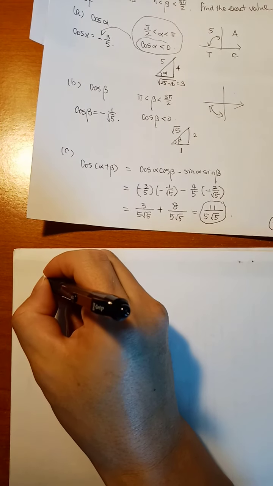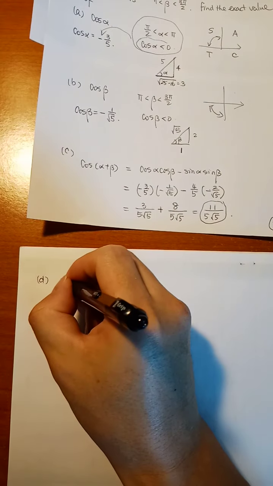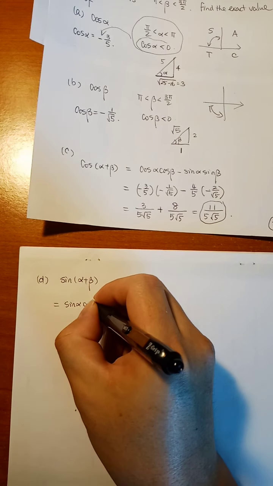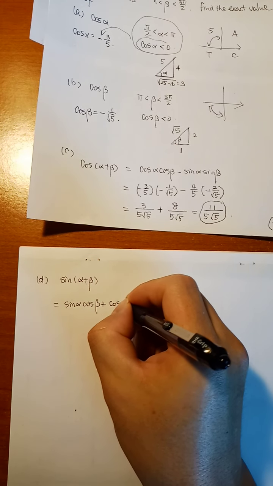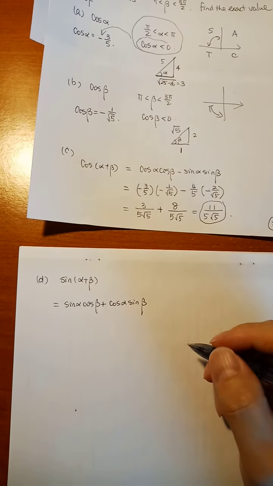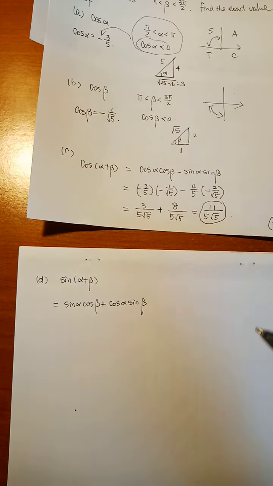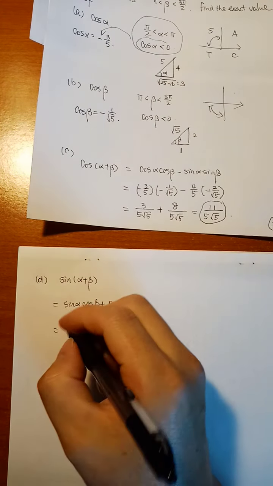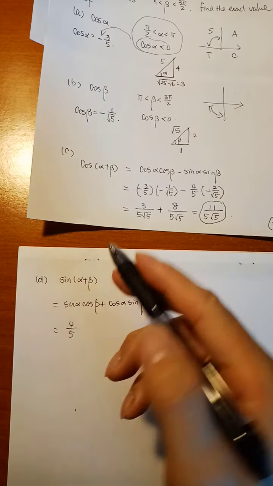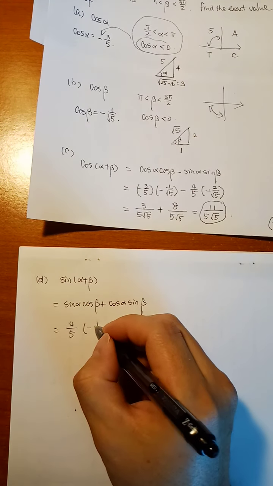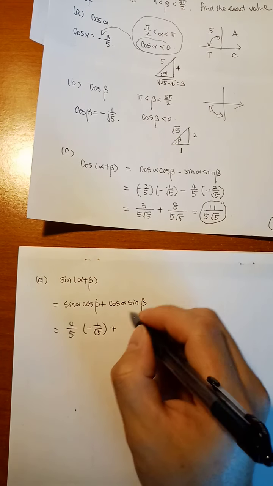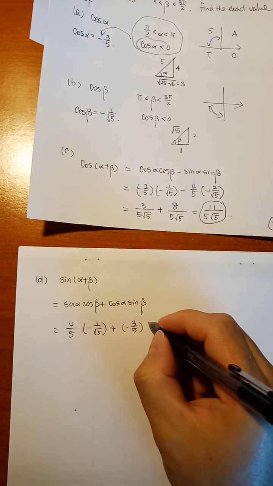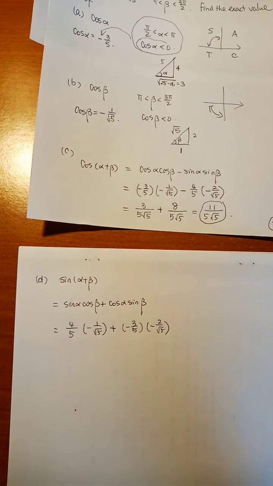Part D. We evaluate sine of alpha plus beta. Sine alpha plus beta is sine alpha cosine beta plus cosine alpha sine beta. Plus is plus. And where's sine alpha? Sine alpha is 4/5, cosine beta, negative 1 over root 5, plus cosine alpha, negative 3/5, sine beta, negative 2 over root 5. Right?